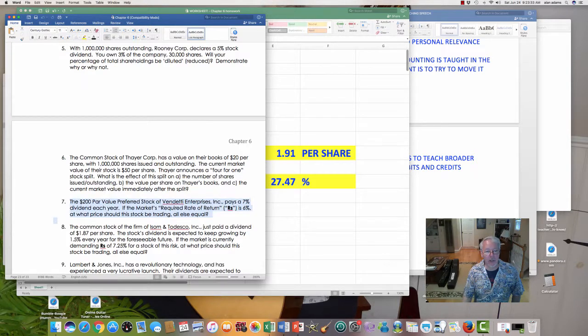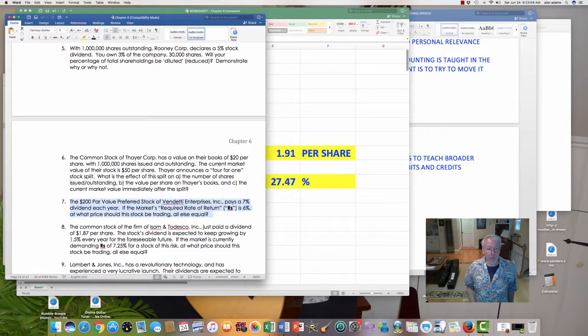Okay. We have preferred stock. The $200 par value preferred stock of Vendetti Enterprises. They pay a 7% dividend, and we assume that that dividend is paid in full. The market's required rate of return, we note in this chapter, is R sub S, return on a stock, is 6%. At what price should the stock be trading, all else equal?